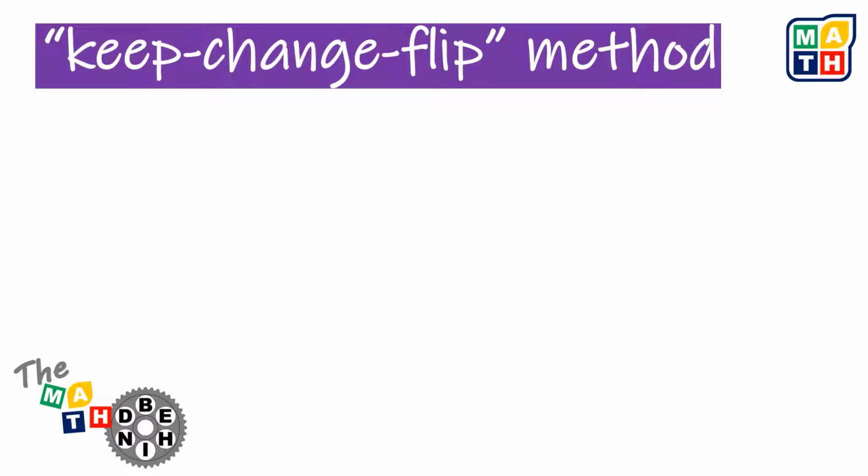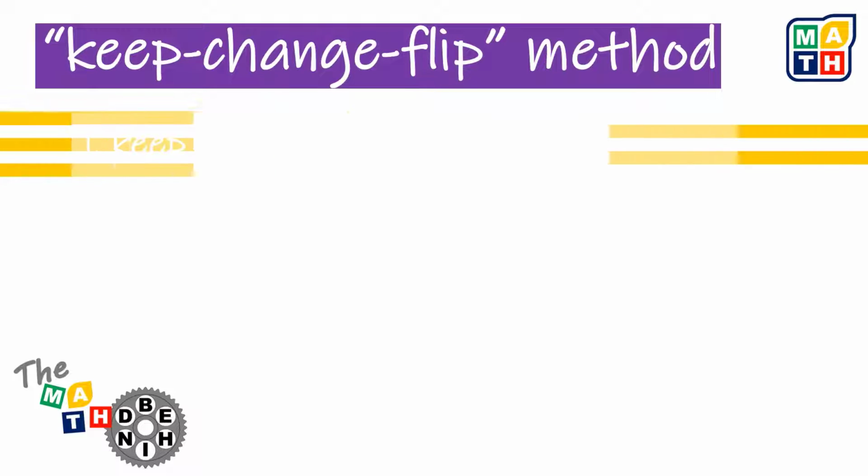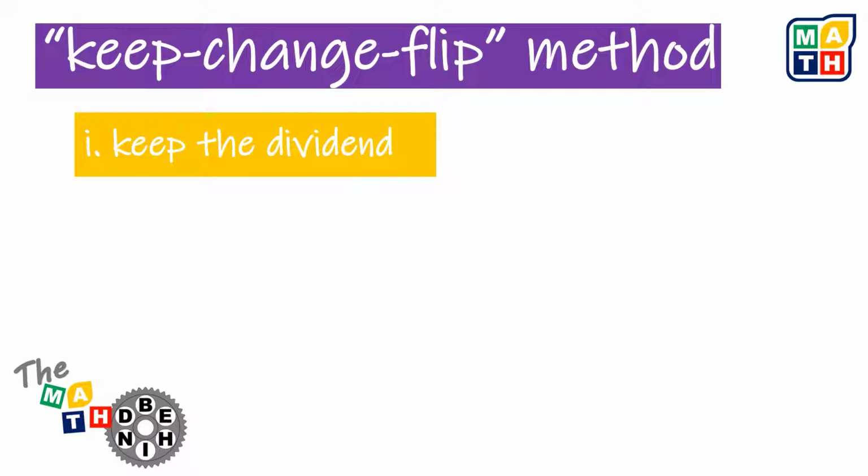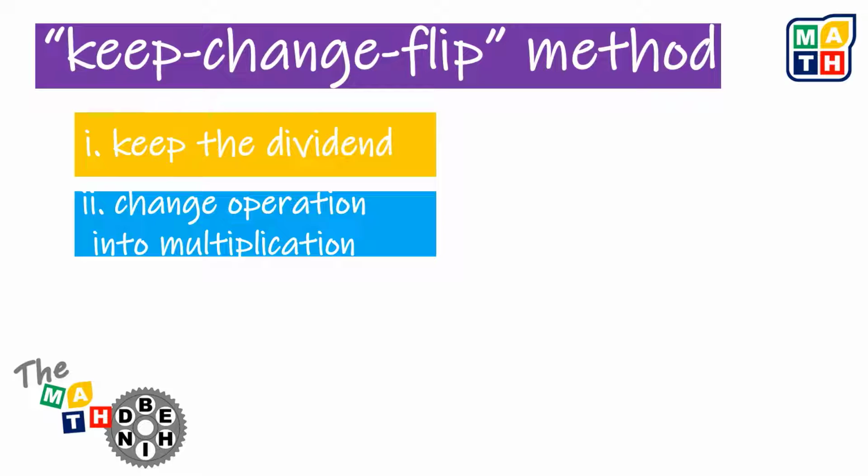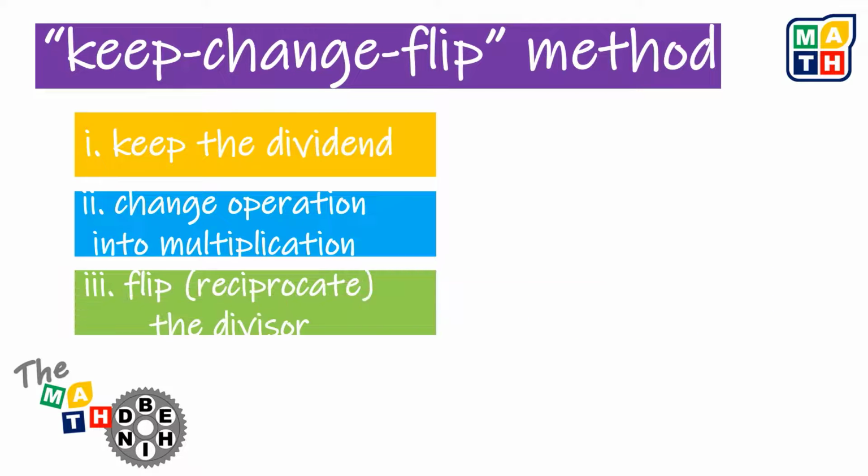Usually, when we divide fractions, we are told to reciprocate one of the two. Its common name is the keep, change, flip method. This method has three specific steps given by the name itself. Keep stands for keeping whatever the dividend is. Change stands for changing the operation from division into multiplication. And flip stands for reciprocating or flipping the divisor.